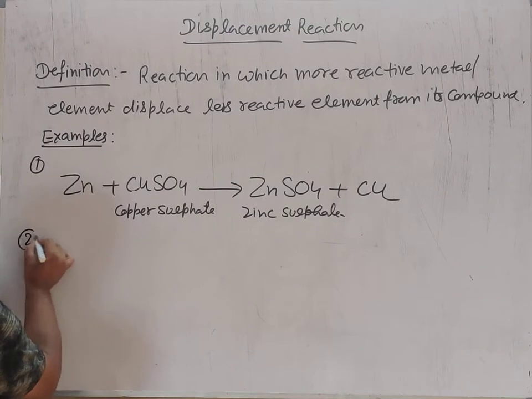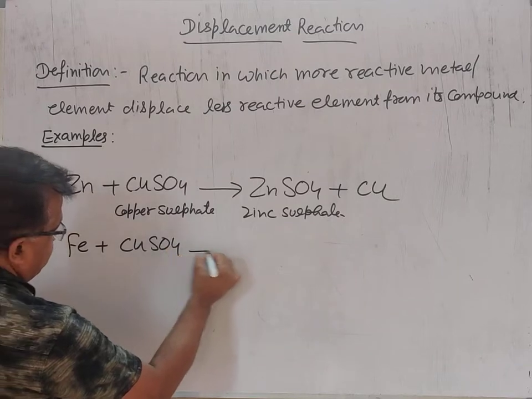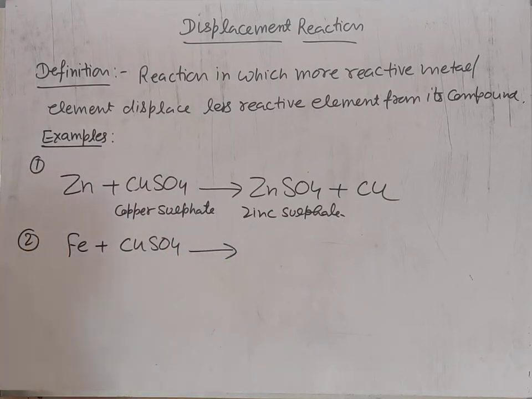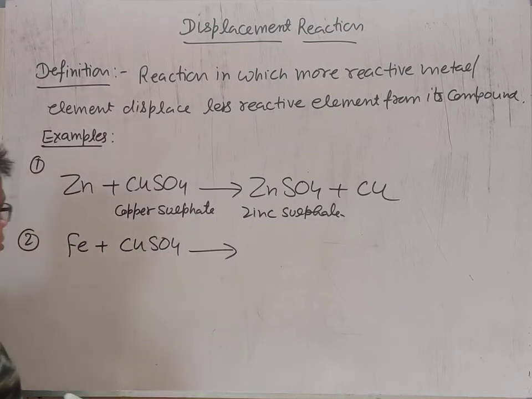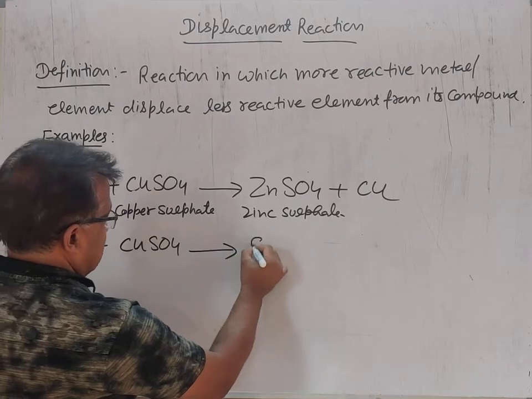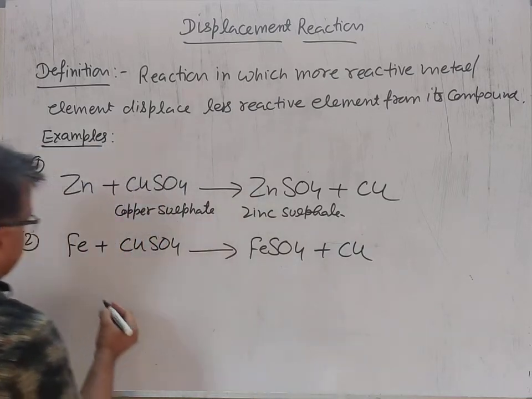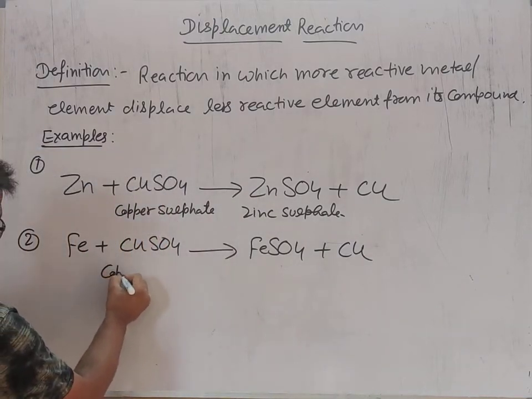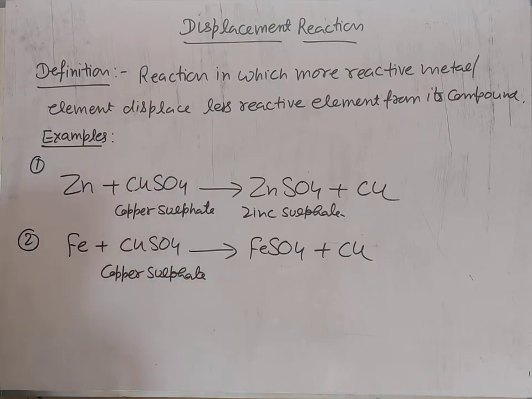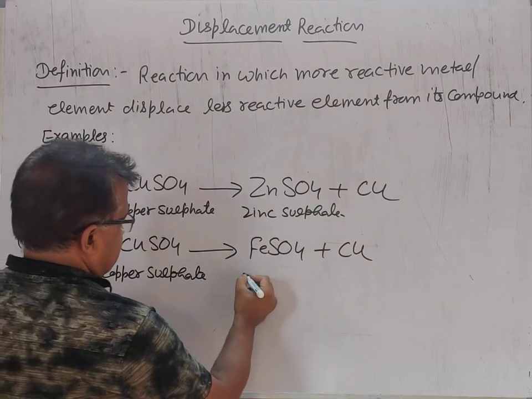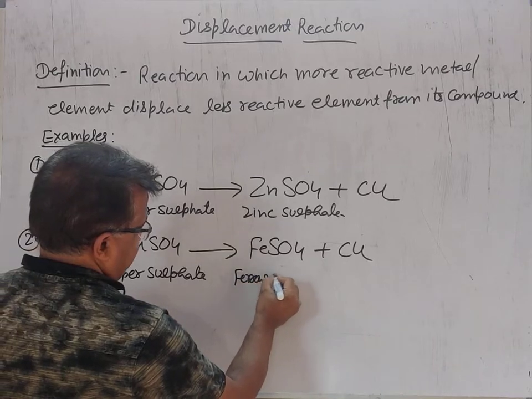Similarly, iron is also more reactive than copper. Therefore, iron can displace copper from its solution. So we shall get FeSO4 plus copper. It is iron, it is copper sulfate, and it is ferrous sulfate or iron(II) sulfate. Ferrous sulfate.